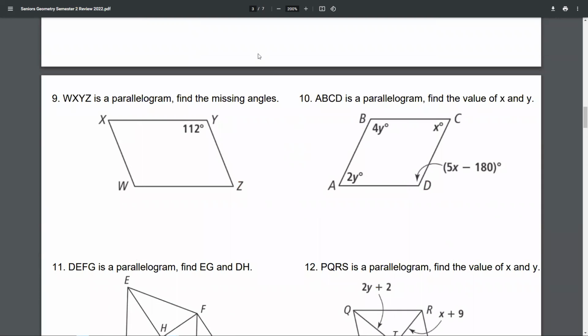All right, number 9. WXYZ is a parallelogram. Find the missing angle. So opposite angles are congruent. So for W here, I'm going to put 112. Consecutive angles are supplementary, so I'm going to add them up to 180. So 180 minus 112 is 68. So angle Z is 68, and across from it, angle X is also 68.